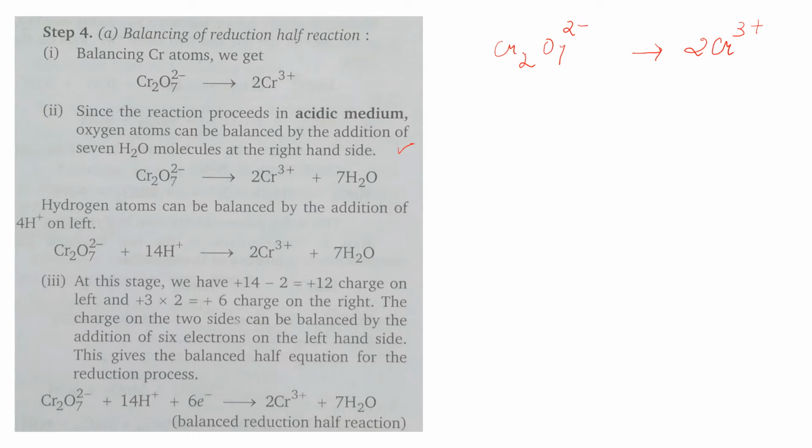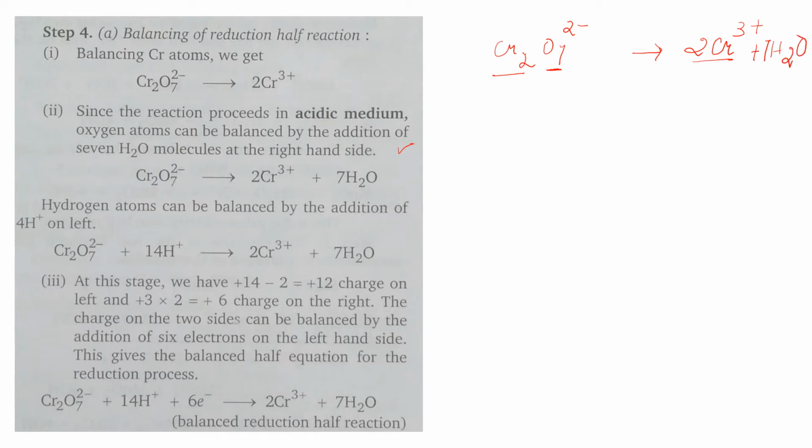Before this, we have to see whether the element which is undergoing oxidation or reduction is balanced or not. So here Cr is 2, here also 2 Cr. So that means it is already balanced. I need not balance Cr. Now straight away I can go for oxygen. Here I have 7 oxygen, and in the right hand side I have no oxygen. So the right hand side is deficient of 7 oxygen. So I have to add 7 H2O in the right hand side.